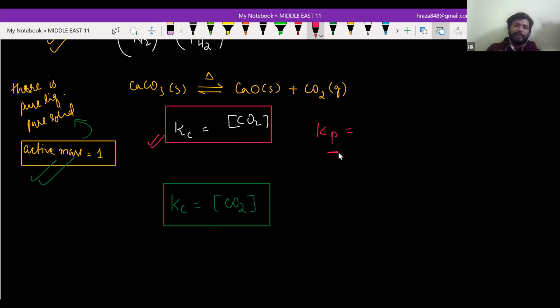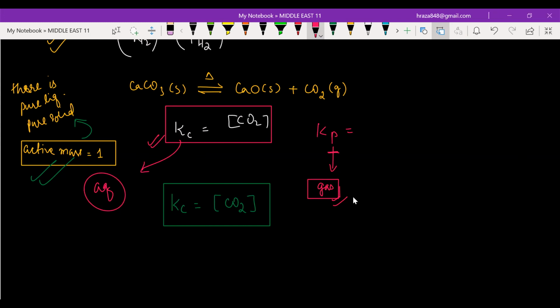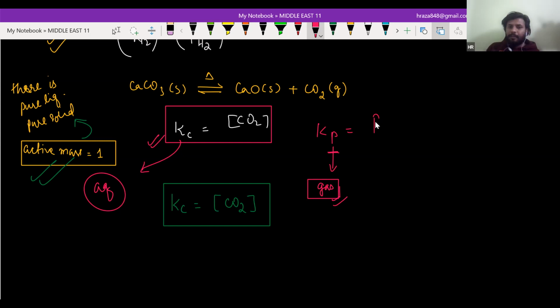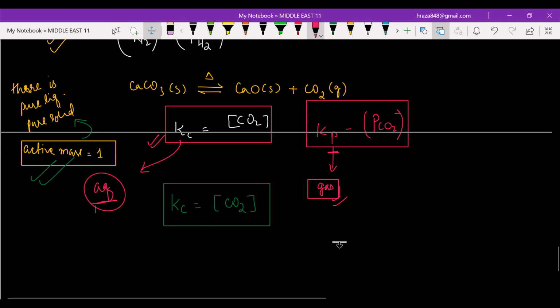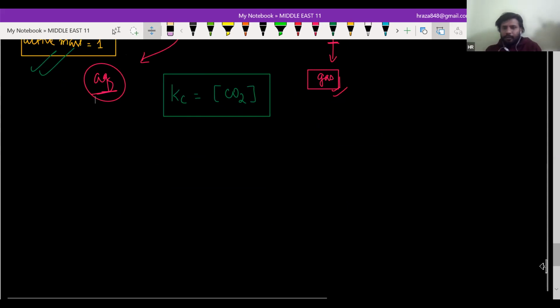Now, what is the value of Kp? P is for pressure, and pressure exists only for gaseous state. You can write Kc for aqueous as well, but you cannot write Kp for aqueous. Are you getting my point? Yes, sir. So Kp is basically P of CO2. Here it will be P of CO2 only, like the previous one. What I told you about aqueous, I am going to take an example to explain it again. Are you okay with this, Saif? Okay. Come to this part, which is very important.